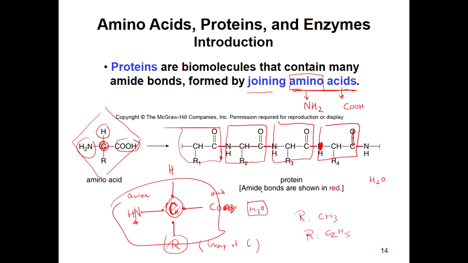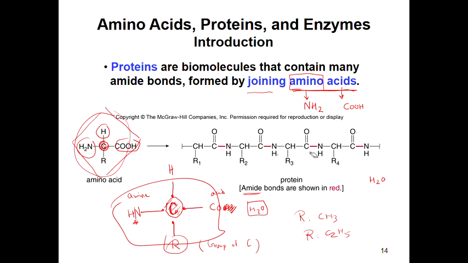If we have only one amino acid, it looks like this. If amino acids join each other, they remove H2O, and this removal of H2O makes CO on one side and NH on the other side. This bond between each amino acid, which you see in red in this slide, we call an amide bond. Amide bonds mean a bridge or connection between two amino acids.